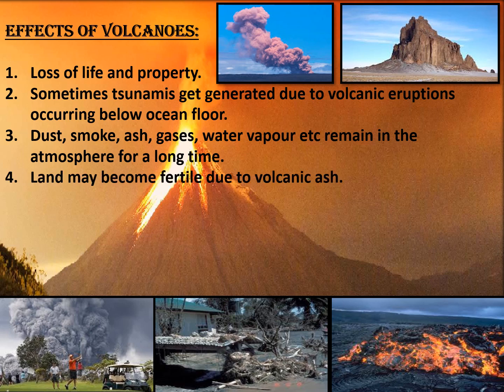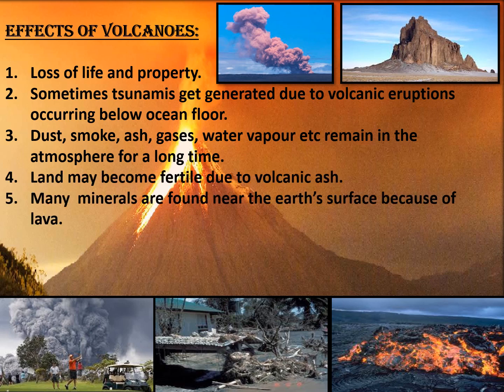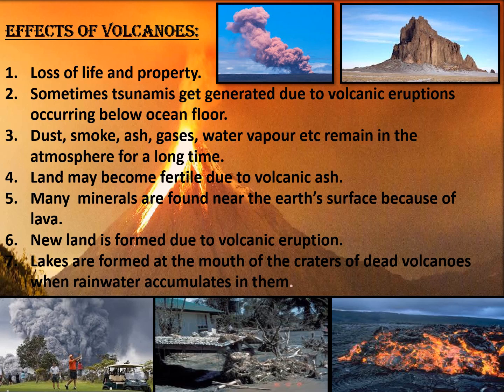Land may become fertile due to volcanic ash. Many minerals are found near the earth's surface because of lava. New land is formed due to volcanic eruptions, or at times an island may even disappear. Lakes are formed at the mouth of the craters of dead volcanoes when rain water accumulates in them.